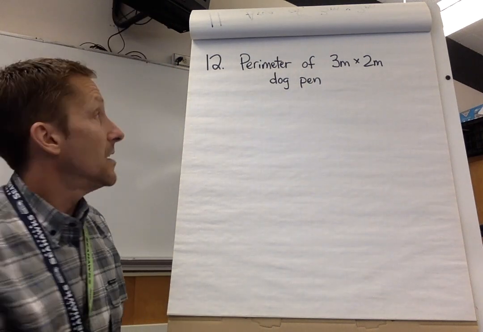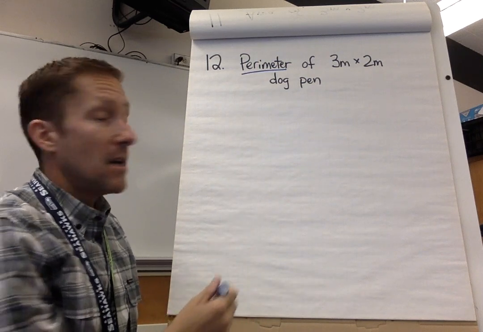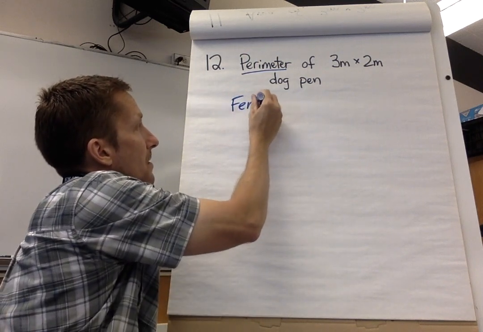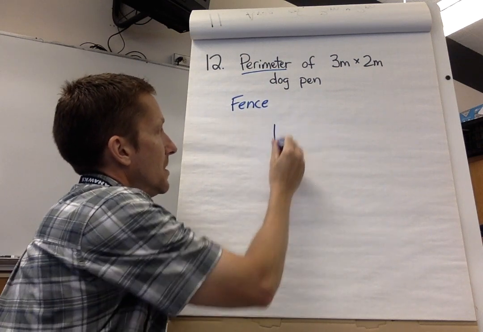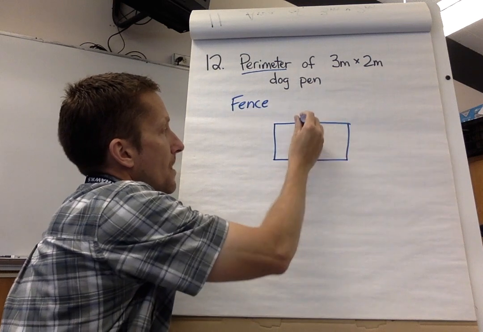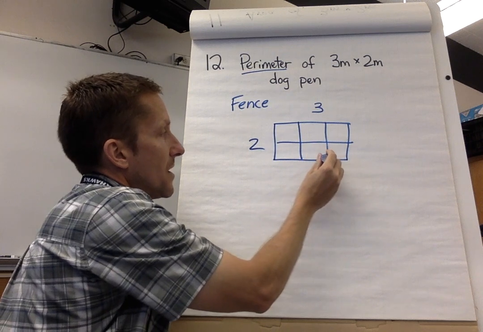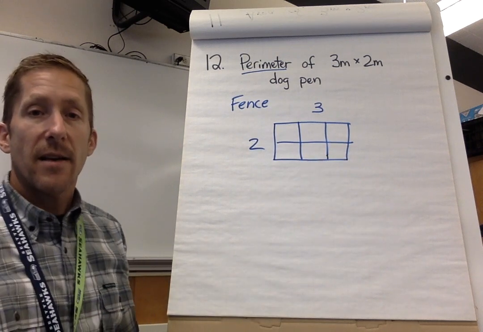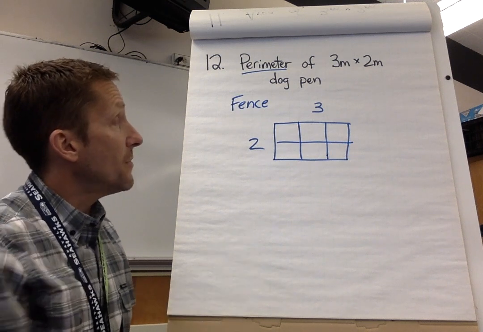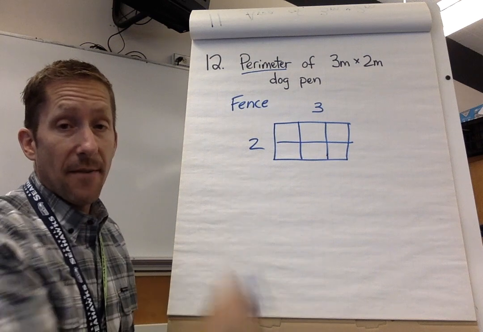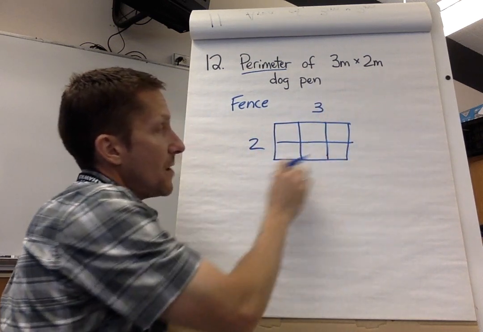Last one, number 12. The perimeter of a 3 by 2 dog pen. Perimeter, always think, how much fence do I need to make a perimeter? I'm going to draw 3 by 2. There's my dog pen. The area is 6 square meters, but I want perimeter. I want fence.